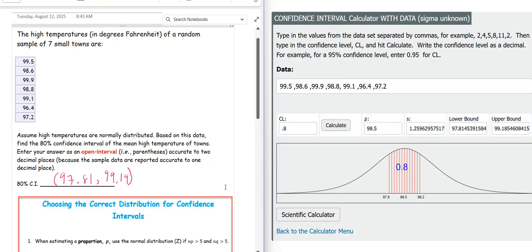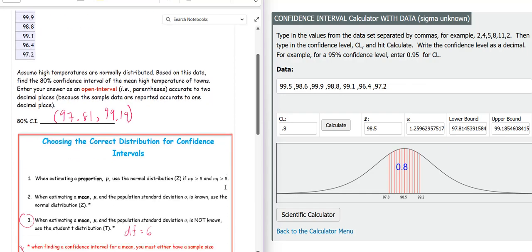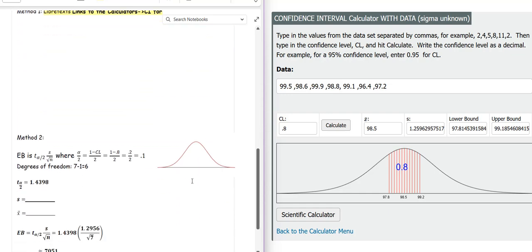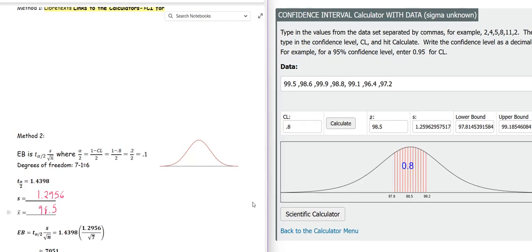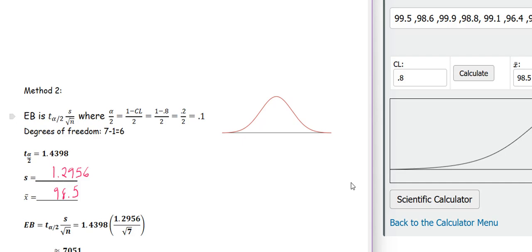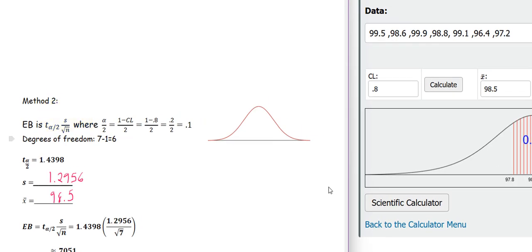Now, if you want to use formulas to solve this problem, this is method 2, by the way, you're going to need the sample standard deviation, which is recorded right there, 1.2956, and you would have to enter these numbers into a one variable stats calculator to find the sample standard deviation and the sample mean, which is 98.5. And then we need to find t sub alpha over 2 because the error bound is t sub alpha over 2 times s over the square root of n.